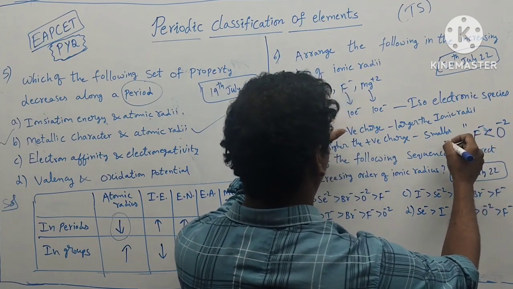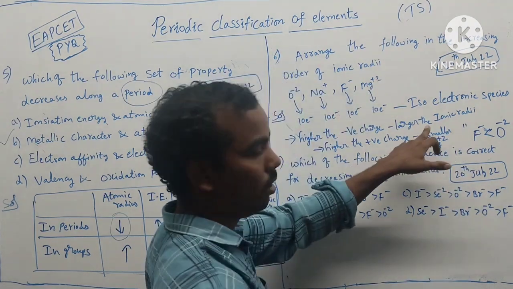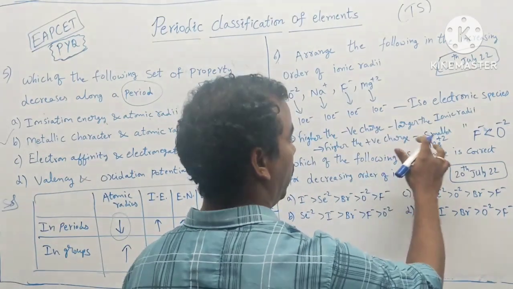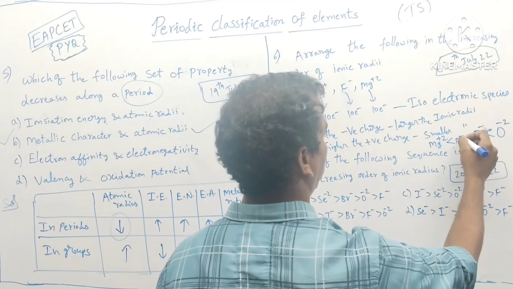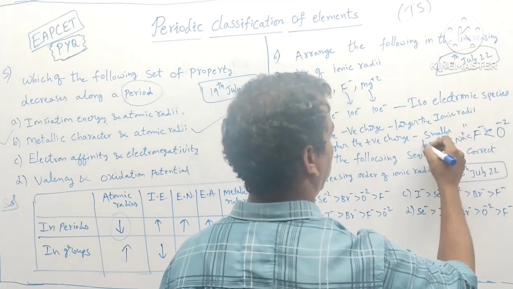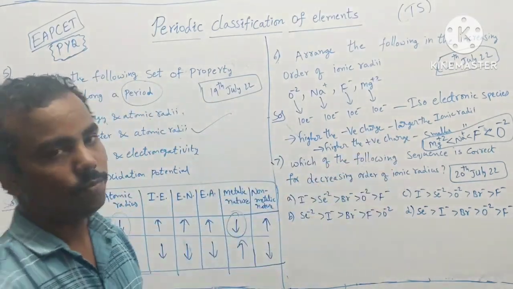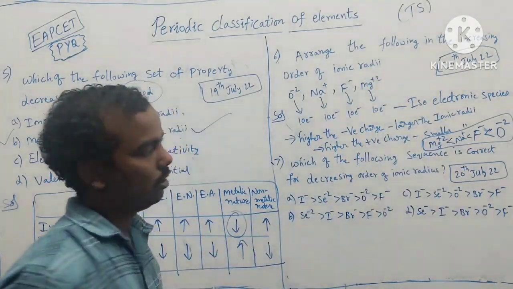Next, Mg+2: the higher the positive charge, the smaller the ionic radii. So Mg+2 is smallest, next to Na+. So the order is Mg+2, Na+, F-, O-2. So no such option is given.